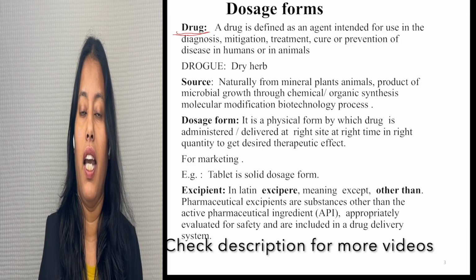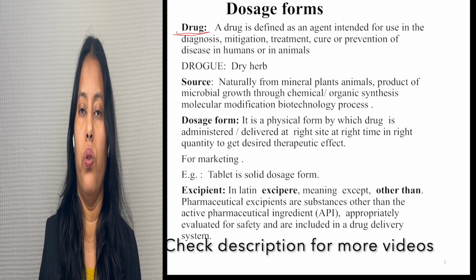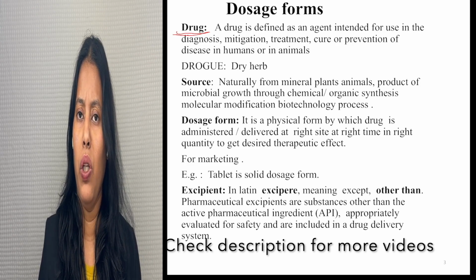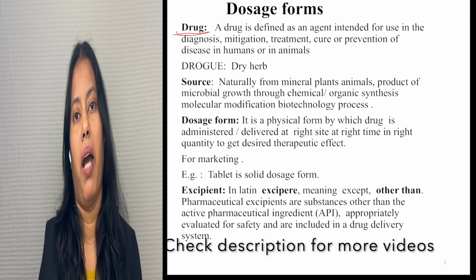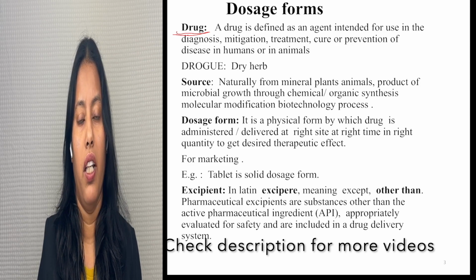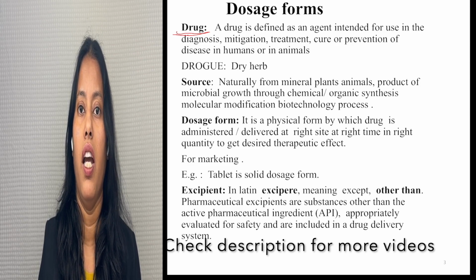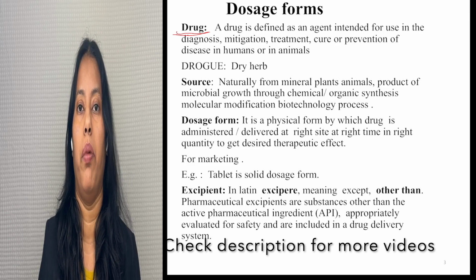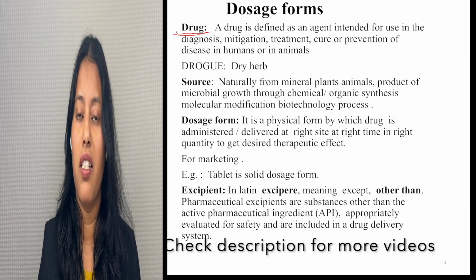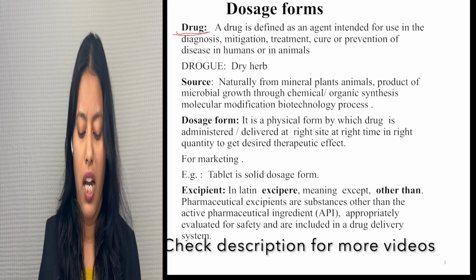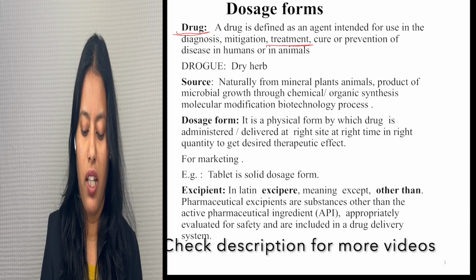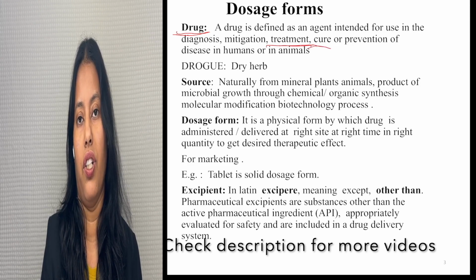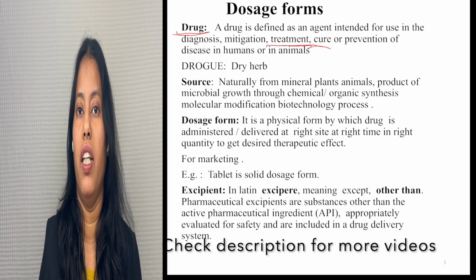A drug is any chemical agent which you use to diagnose, mitigate, treat, and cure disease in man or animal. You use the drug for diagnosis to detect what has happened, mitigation to decrease the severity of your disease condition, treatment to treat the disease condition, and to cure the disease condition in man or animal.